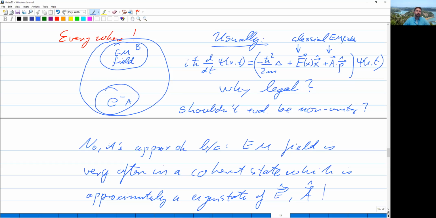What if the electromagnetic field is not in an eigenstate, or not even approximately in an eigenstate, of the electric and magnetic field operators? Then obviously the electron would get entangled with the electromagnetic field. And in fact, lots of very interesting things happen then.